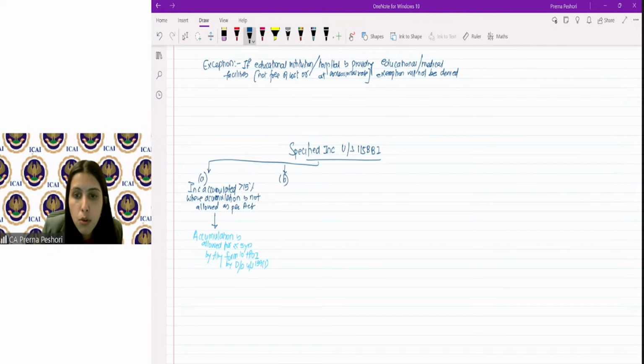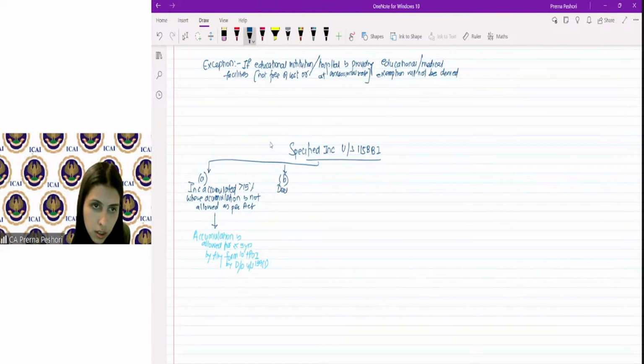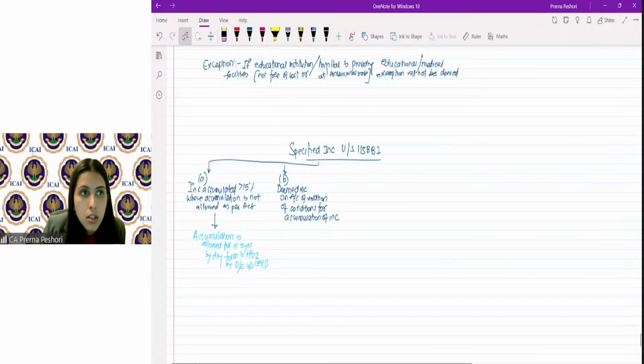Secondly, deemed income on account of violation of the conditions for the accumulation of income. So let's say, for example, where you are accumulating the income, but you are applying for other than the charitable or religious purpose, or it ceases to remain invested, or you have paid to any other trust which is registered under 12A or 12AB, or it is not utilized for the purpose for which it is accumulated.